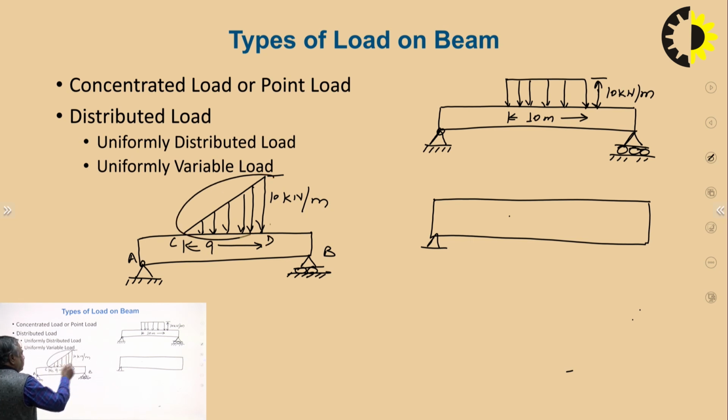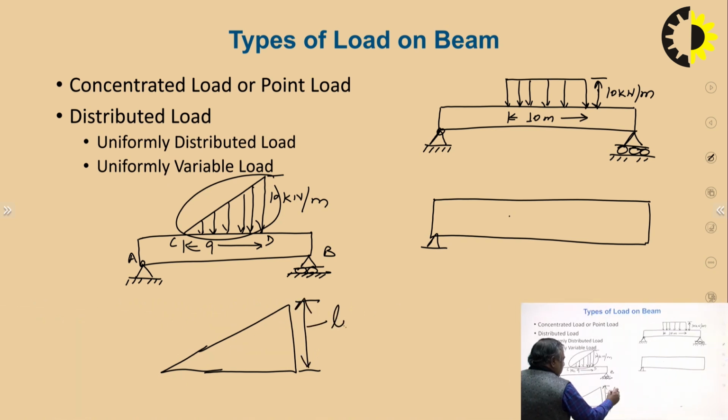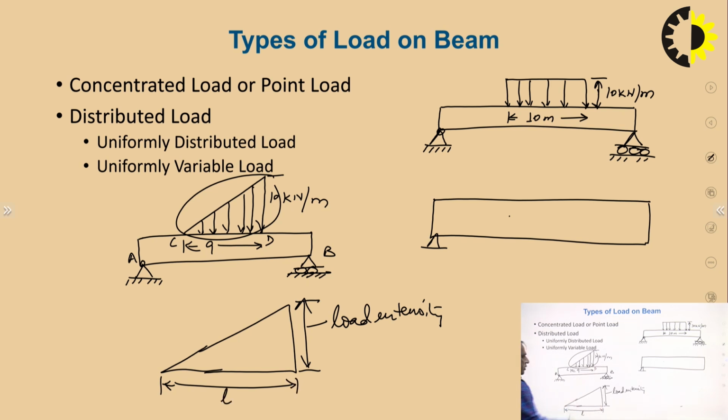So the shape is a right angle triangle. Height is the load intensity, and this is the span length L. Here it is 9. The area of these load diagrams will be the equivalent point load. We will discuss it in the next slide. So this is the uniformly distributed and uniformly variable load.